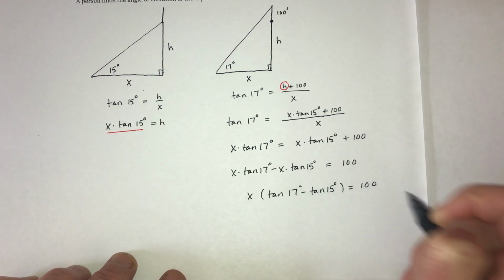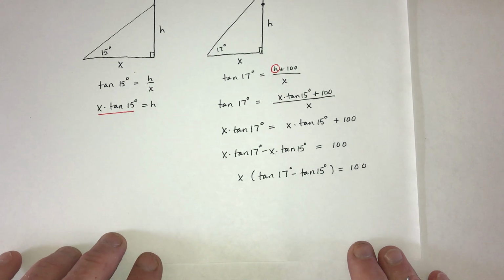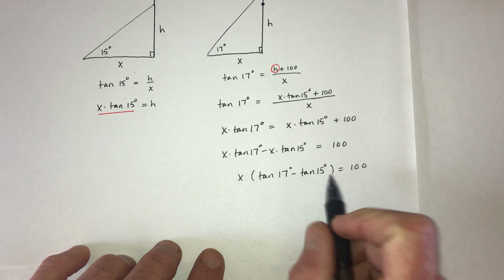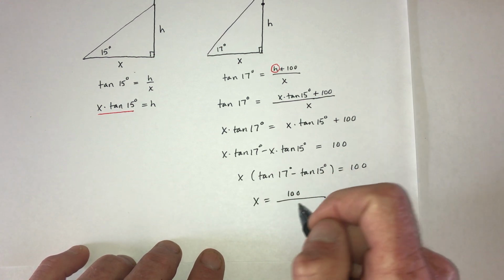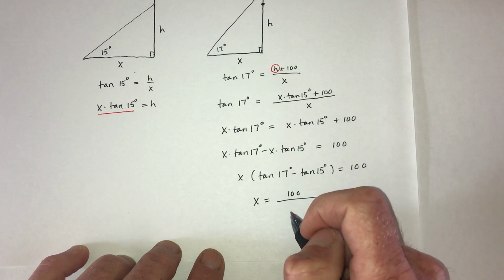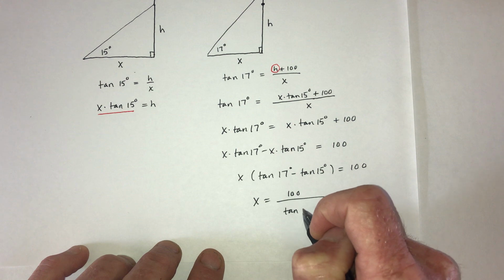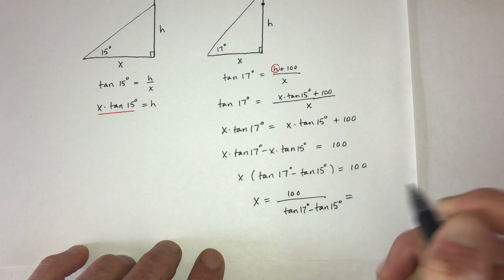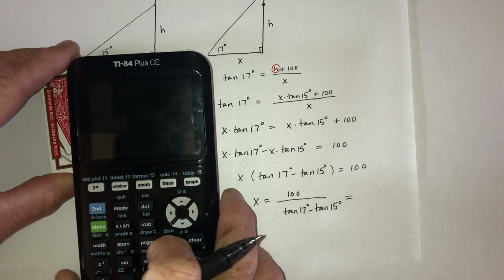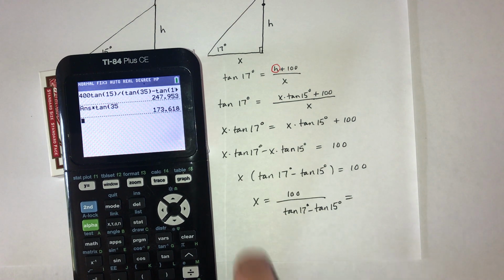And then we're about 2 steps from being done. Because the next thing to do is divide both sides by this. So X equals 100 divided by tangent of 17 minus tangent of 15. So what does that equal? Calculators in degrees, good. Then 100 gets divided by tangent of 17 minus tangent of 15.